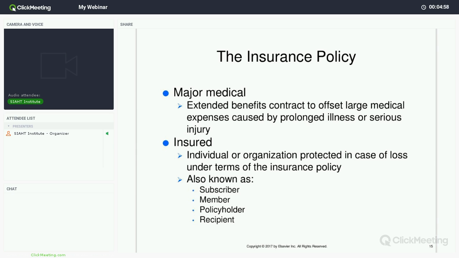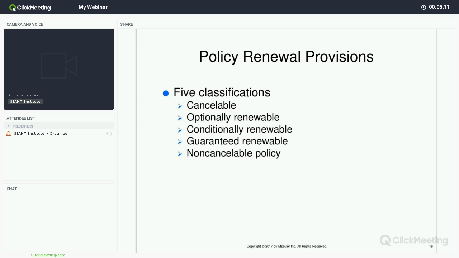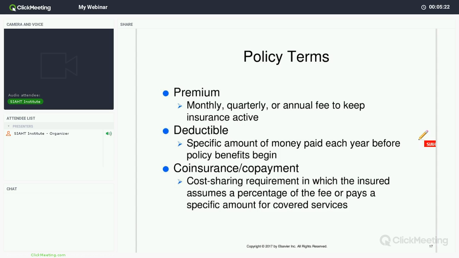The insured is the individual that is under that insurance policy, also known as the subscriber, member, policyholder, or the recipient. A recipient in this case would be the spouse, kids, or the family members. Classifications for renewals are whether the insurance should be cancelable, optionally renewable, or conditionally renewable. And all of these depend on the policy terms. So it depends on the premiums, the deductible, and then coinsurance.